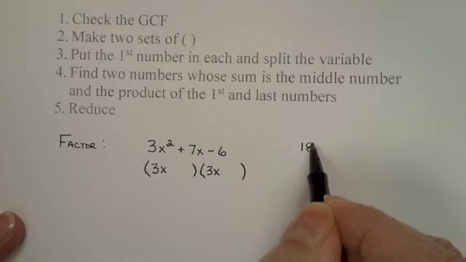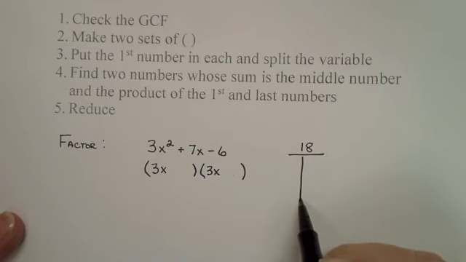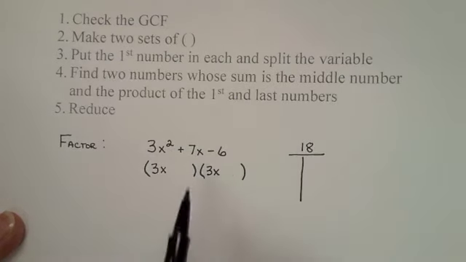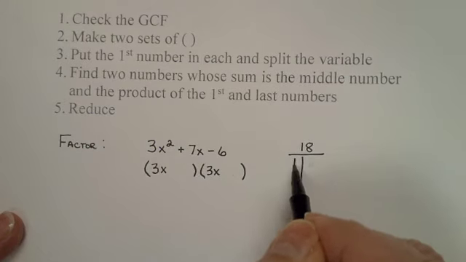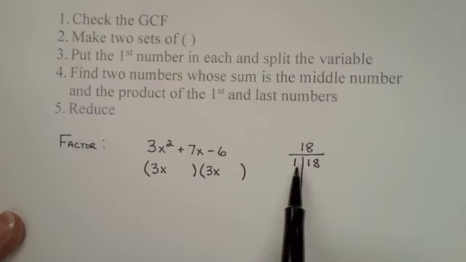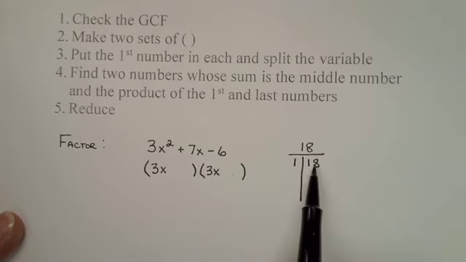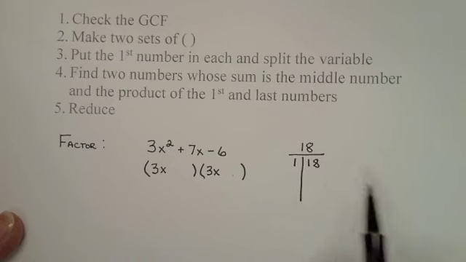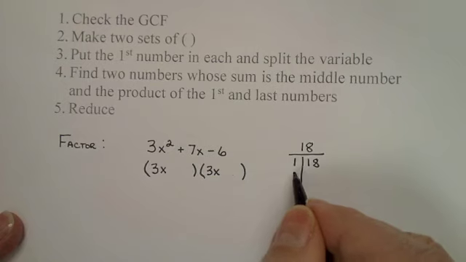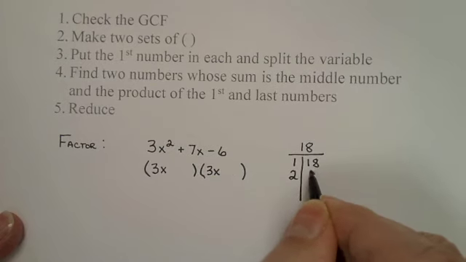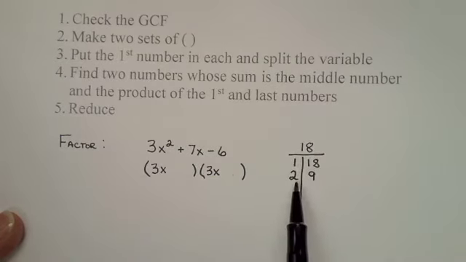So I'm going to make a list of numbers that multiply together to give me 18 and see if I can add or subtract them and get 7. Start with 1 and 18. Is there any way I can add or subtract 1 and 18 to get 7? If I add them, I get 19. If I subtract, I get 17. So those aren't the two numbers I'm looking for. Will 2 go into 18? Yes, 9 times. If I add these together, I get 11. If I subtract them, I get 7. These are the two numbers I'm looking for.